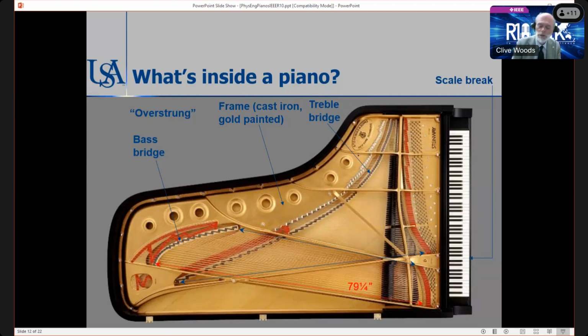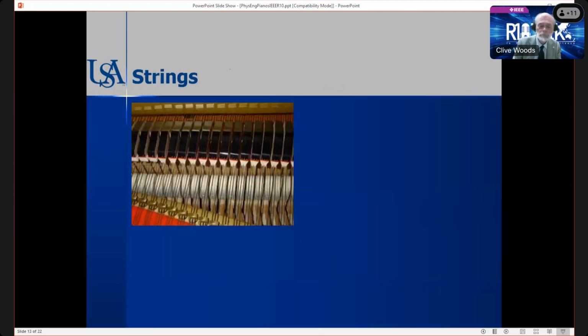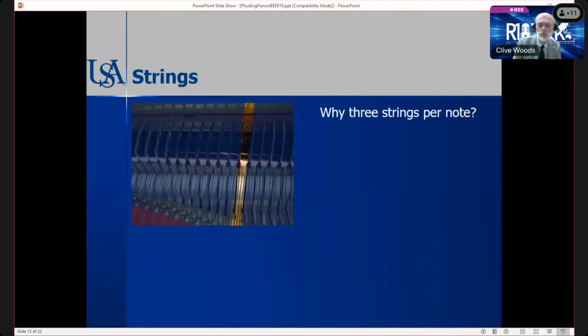It remains to be seen whether this is just a sort of fad or whether it will actually prove to be an improvement in design. Let's have a think about the treble strings. In particular, why are there 3 strings per note in the treble?